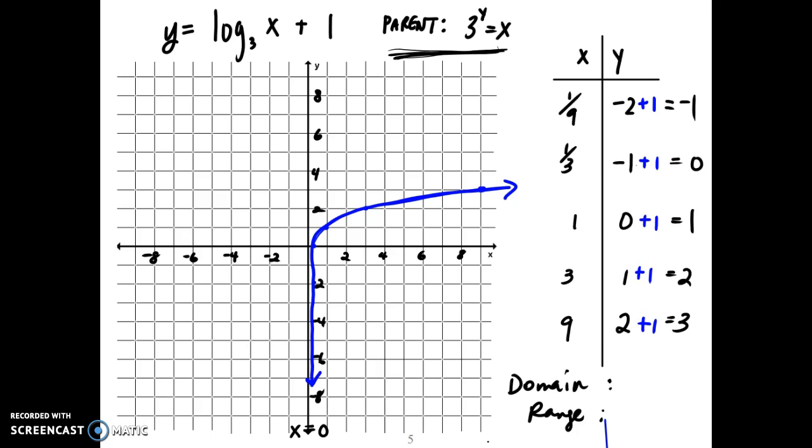And then the last thing left to do is to find the domain and range. So the range of all log functions is all real numbers, and the domain is based on the vertical asymptote, which we said was the y-axis. Domain is x, so x has to be greater than 0. And that is the graph of y equals log base 3 of x plus 1.